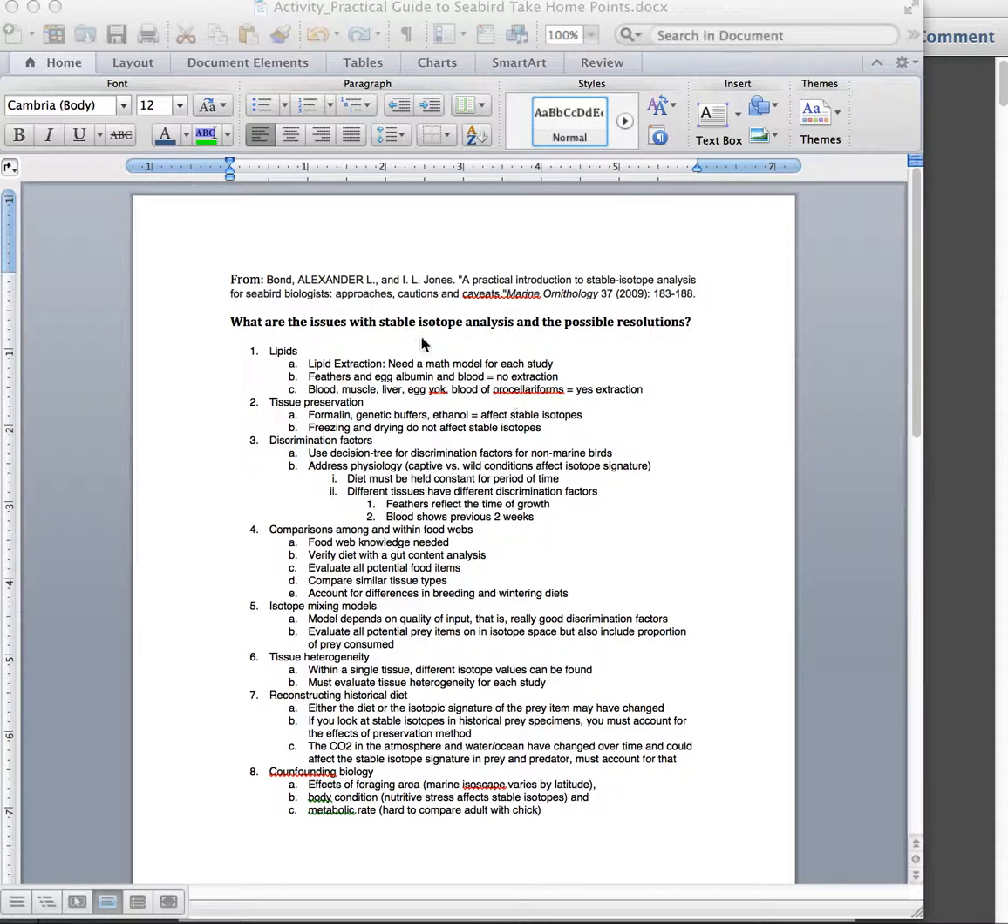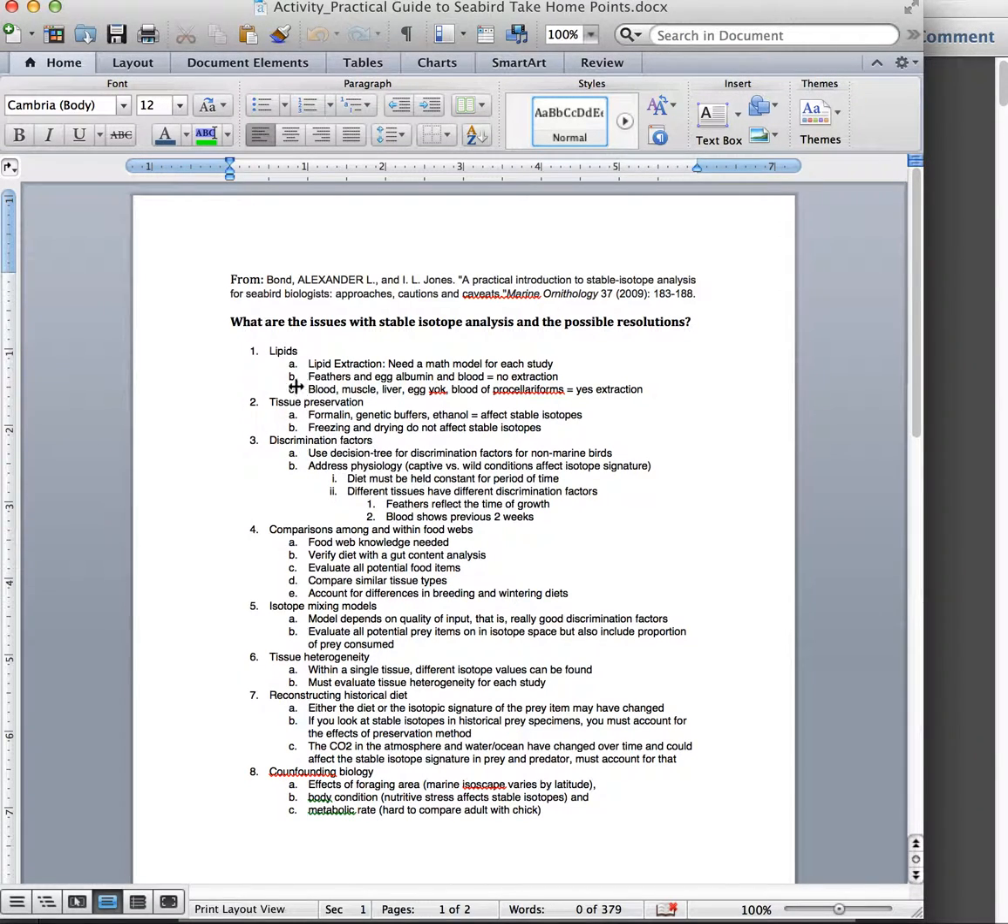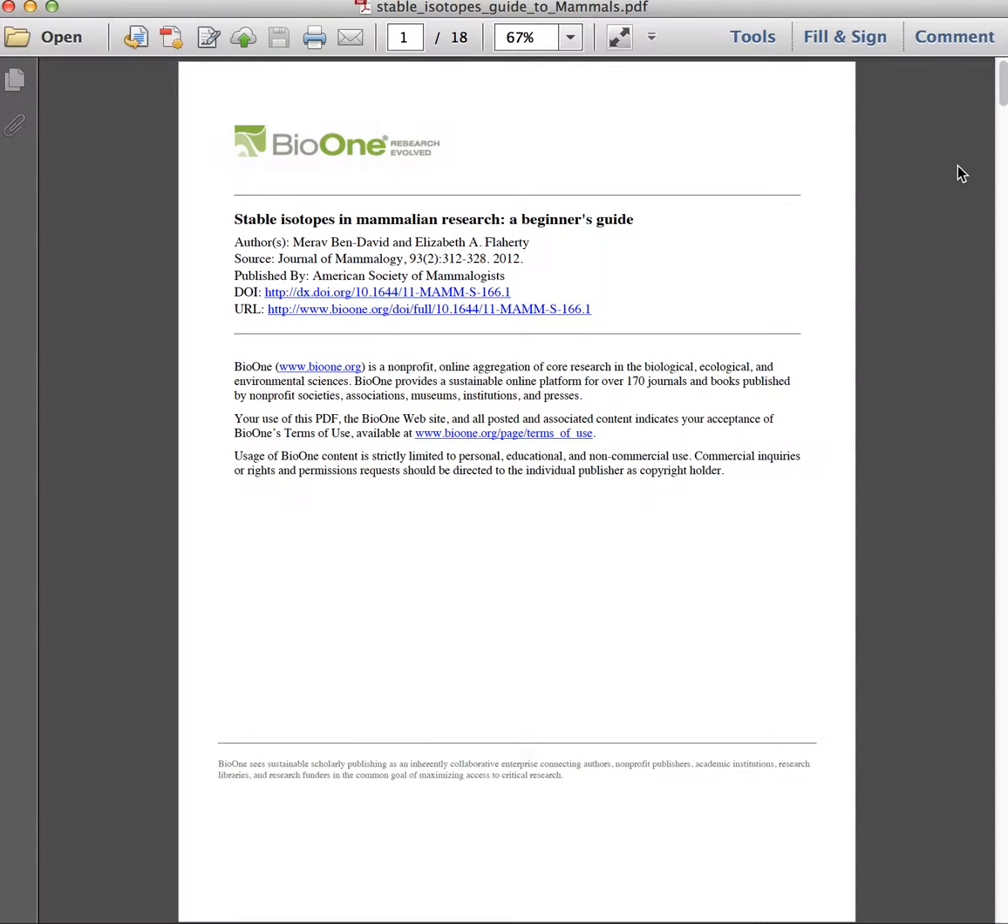I went ahead and made a list of the issues with stable isotope analysis and the possible resolutions from the paper that we read for Monday. So I numbered it and made a little bit of a description here, and I put that up on Moodle. I want you to use this as you read the paper for Wednesday.